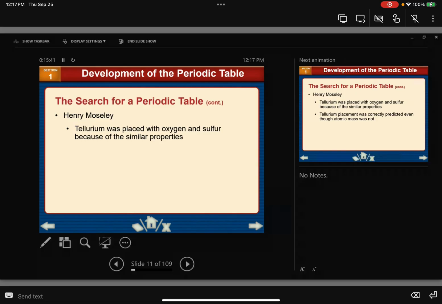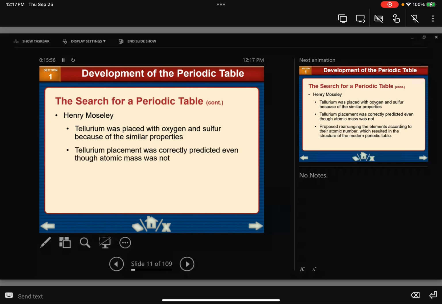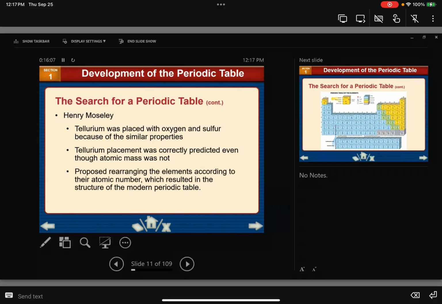So, another guy that contributed to the periodic table, a guy named Henry Moseley. Tellurium was placed with oxygen and sulfur into a group because of the similar properties to each other. The tellurium placement was correctly predicted, even though the atomic mass was not. And so he proposed a rearrangement of the elements according to their atomic number.